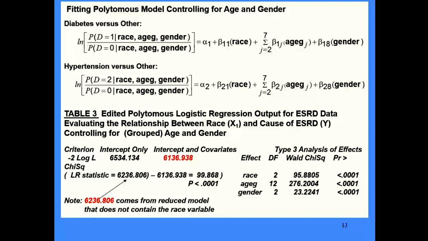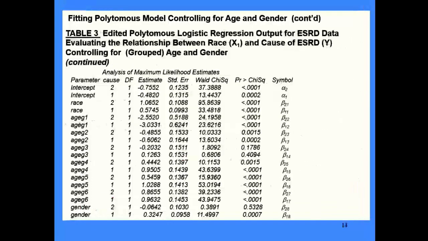The answer is yes, it's highly significant, because when we do this chunk test, this test with 2 degrees of freedom, we find out that it's significant. So that's how you do it. That's logistic regression for a polytomous situation.